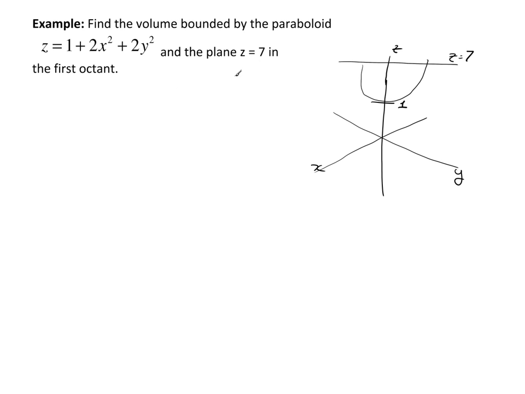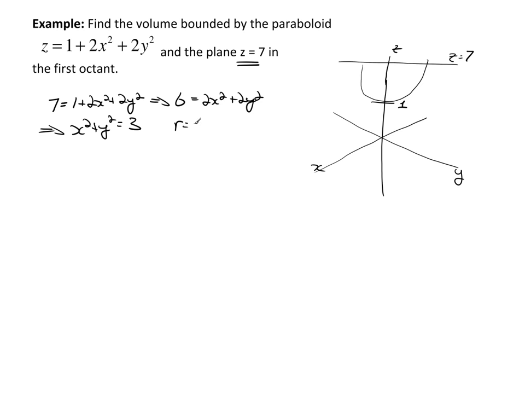Well, if I substitute 7 for z, I'll get 7 is equal to 1 plus 2x squared plus 2y squared, which implies that 6 is equal to 2x squared plus 2y squared, which tells me that x squared plus y squared equals 3. Well, this is a circle with radius root 3. So it's going to be a quarter circle, with the radius being square root of 3.